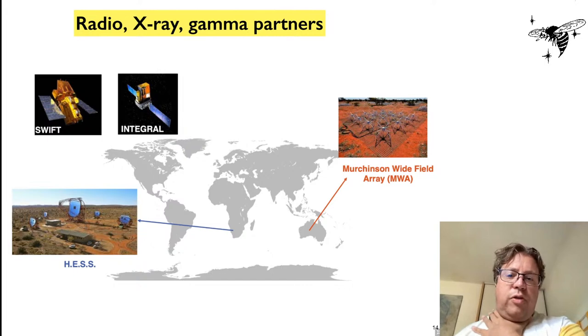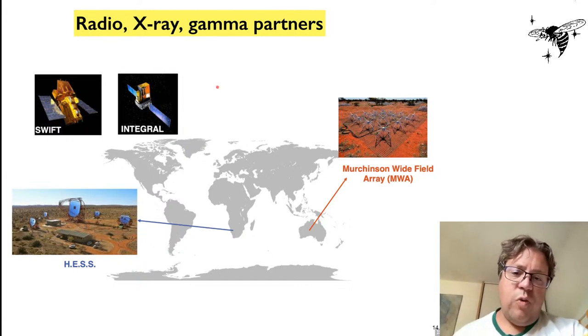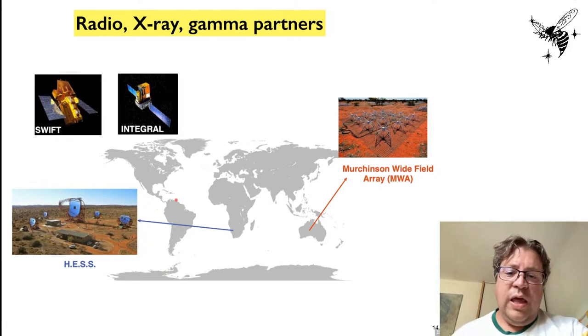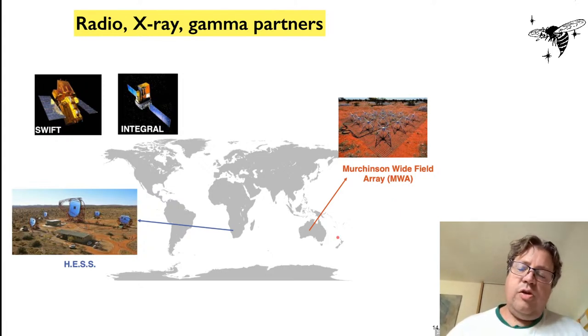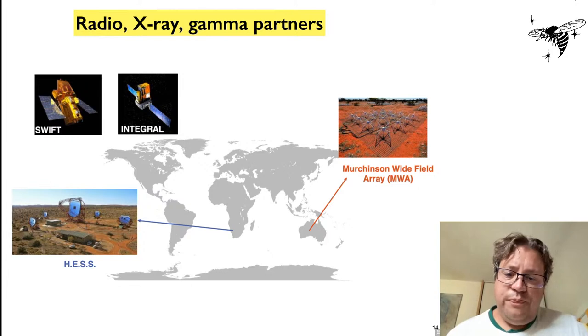We also have partners at other wavelengths. For satellites we have mainly Swift and INTEGRAL, for X-ray to gamma. For very high energy, we are working with H.E.S.S., and for radio, mainly with the Murchison Widefield Array, which is low energy, low frequency, around 100 megahertz radio facilities.